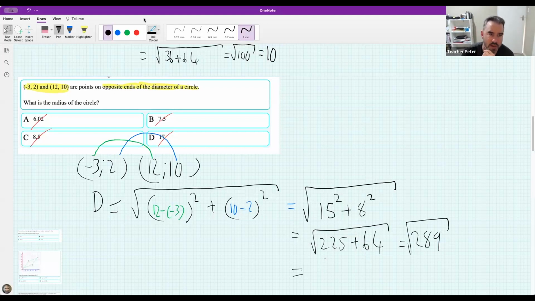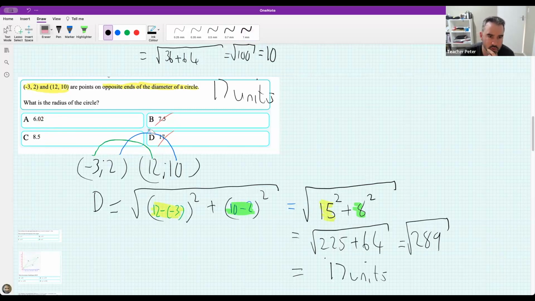So let's just go back and make sure we've got this. So this bit over here becomes a 15. This bit over here becomes an 8. And then after we square root that, we get 17 units. Okay, so we know that the diameter is 17 units.